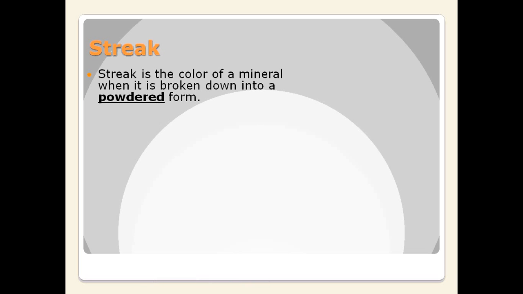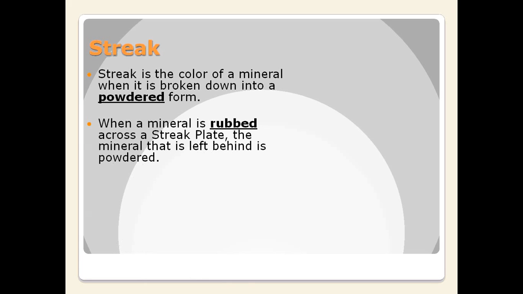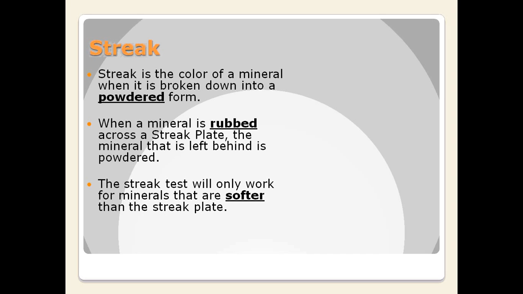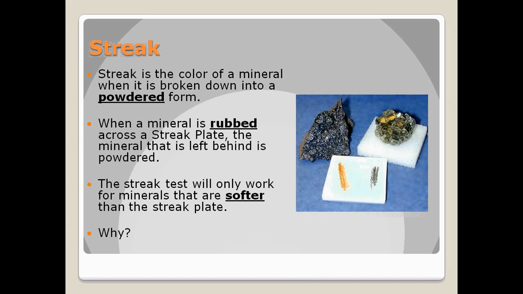Now, another feature that can be used to classify minerals is that of streak. Streak refers to the color of a mineral when it is broken down into its powdered form. When a mineral is rubbed across the streak plate, the mineral that is left behind is powdered into a streak form. This streak test will only work for minerals that are softer than the streak plate. Now, the big question here is why? Obviously, if you have a harder mineral working on a streak plate, it may not work successfully. So that's definitely a concern when you're rubbing the mineral.